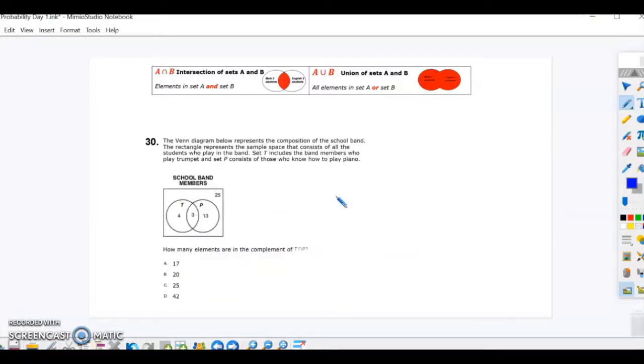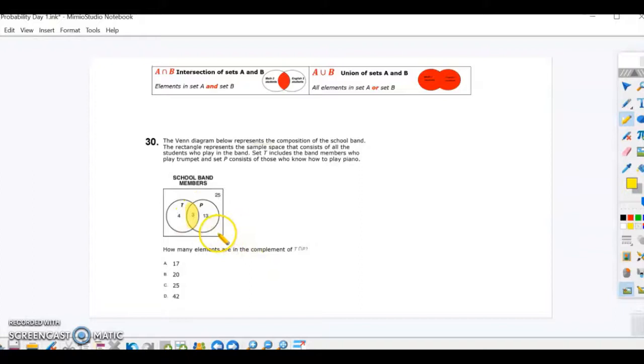All right, let's look at this. This stuff doesn't really matter. How many elements are in the complement of T intersected with P? So T and P. First of all, let's figure out where that would be in this Venn diagram. So how many people are in the set T and P? T and P would be these 3 people, the intersection of the 2 circles.